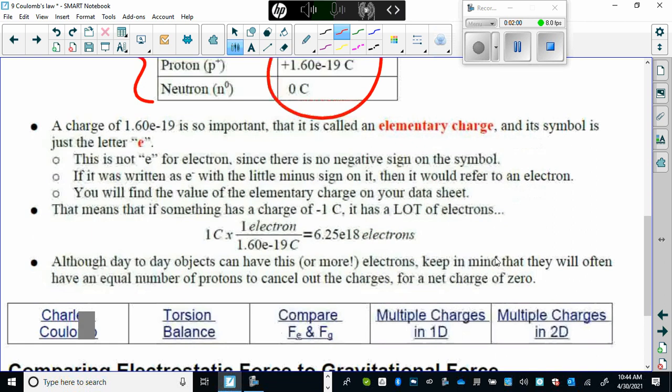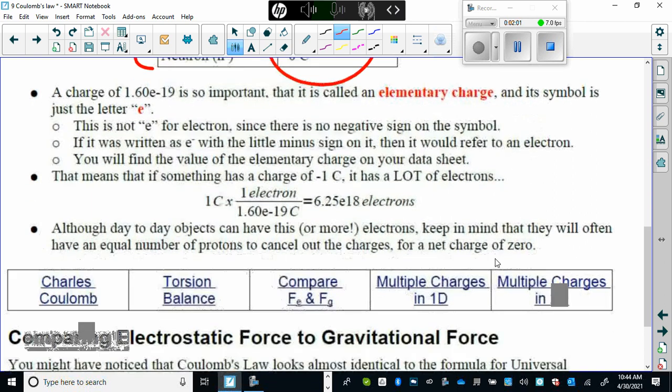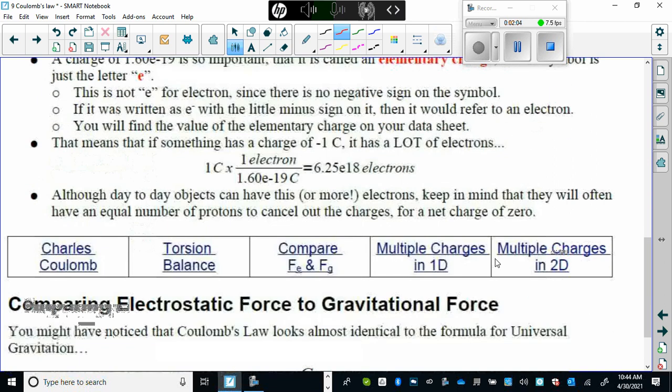Okay, speaking of, maybe I should review the notes before I do the video. There it is. There's the answer to how many electrons would there be on a bolt of lightning or something that has a charge of negative 1 coulomb, and there's your answer right there: 6.25 times 10 to the 18 electrons. That is a lot of electrons.